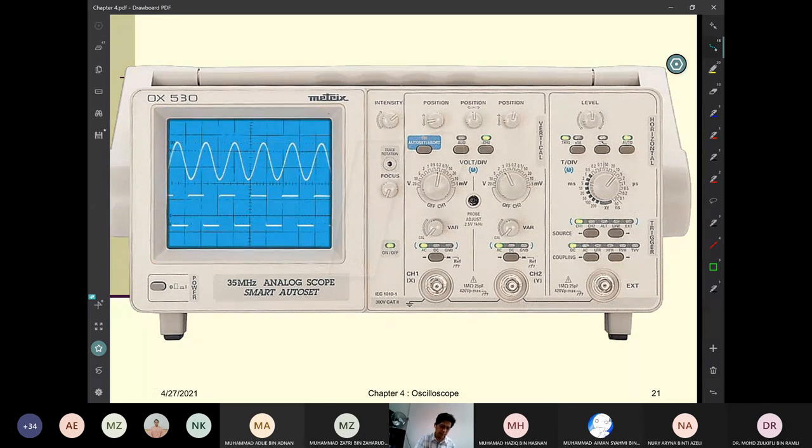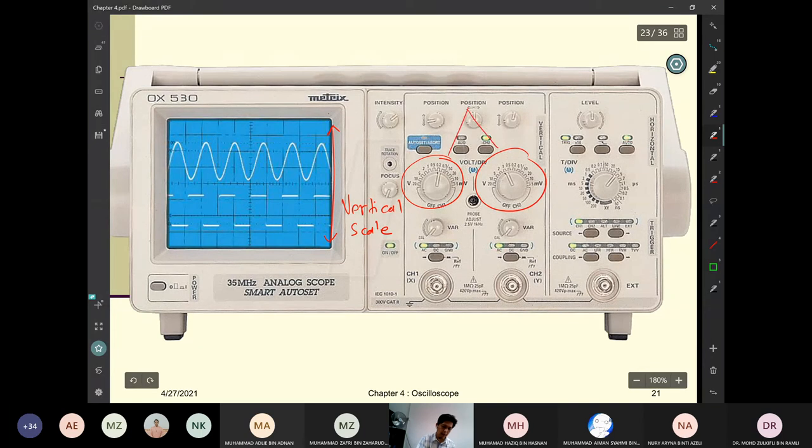So this is the control panel for oscilloscope. Kita kena ada, we have a scale. This is vertical scale. So the knob control for vertical scale is ini. Vertical scale knob.